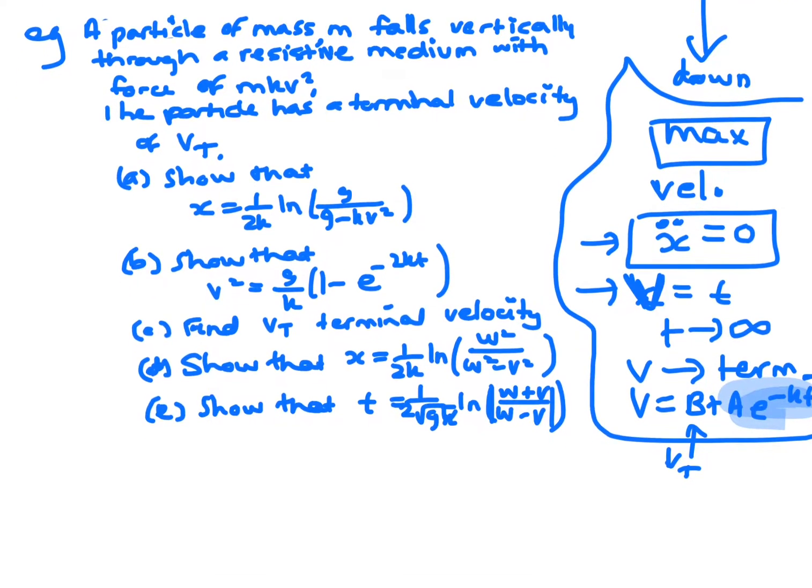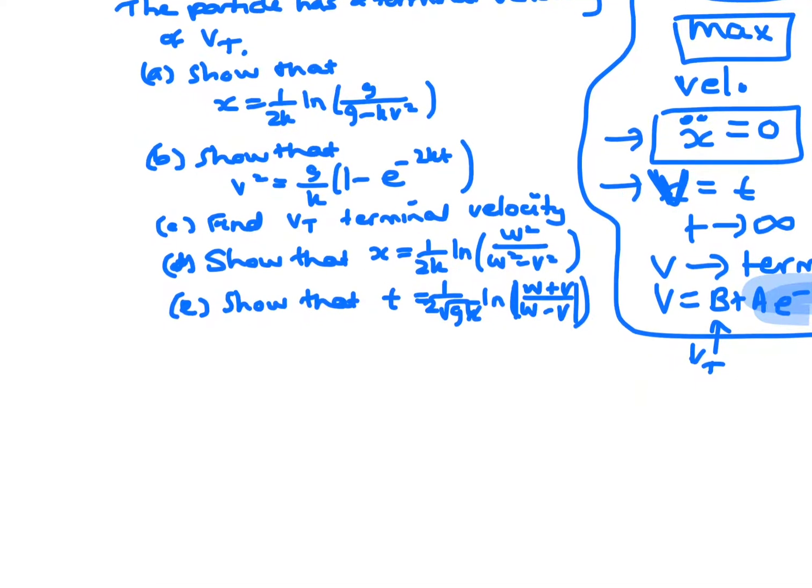Okay, so a particle of mass m falls vertically through a resistive medium, and the resisted force acting on it is mkv squared. The particle has a terminal velocity of vt. Show that x equals 1 on 2k ln of that expression, and so on. Okay, so let's have a go at this.